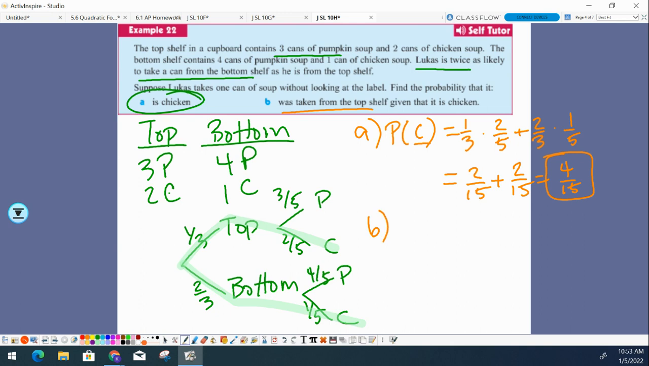And letter B, almost done. The probability top given chicken is going to be the probability that I did the top and got chicken, 2/5 times 1/3, divided by my bottom, which is 4/15, the probability of just chicken, multiplied by the reciprocal. Oh, this should have been 15.